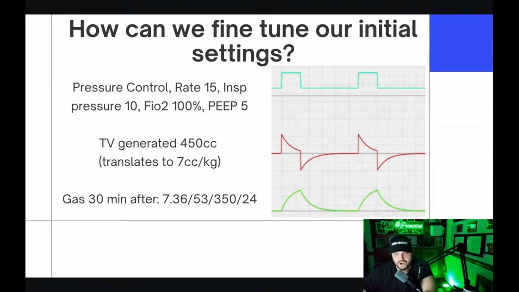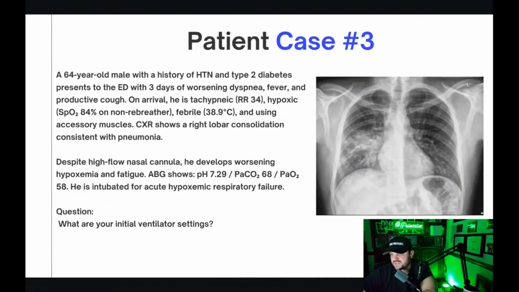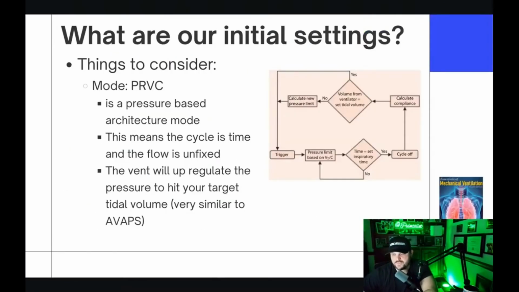Remember, auto PEEP never represents normal mechanics. Okay, that's the approach that I take. All right, so PRVC. Same situation. What's the problem with PRVC? The problem with PRVC is that PRVC is a pressure mode. In PRVC, the flow is unfixed, and it's targeting a volume that you set.